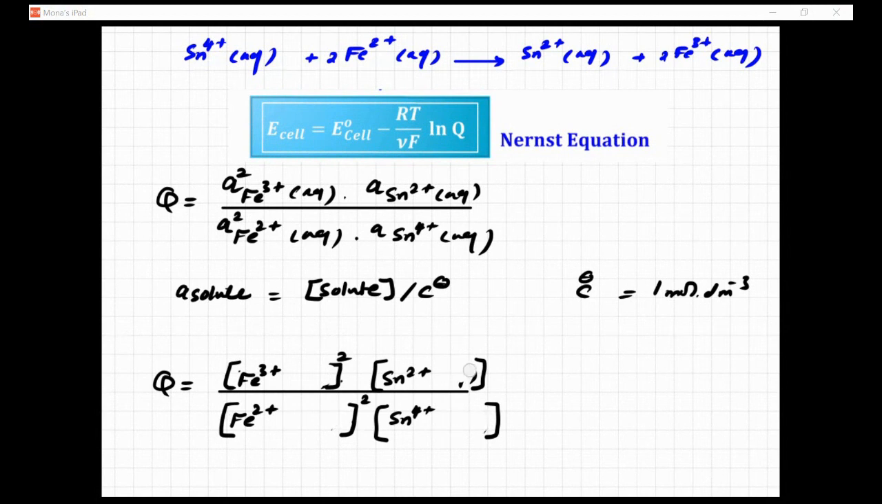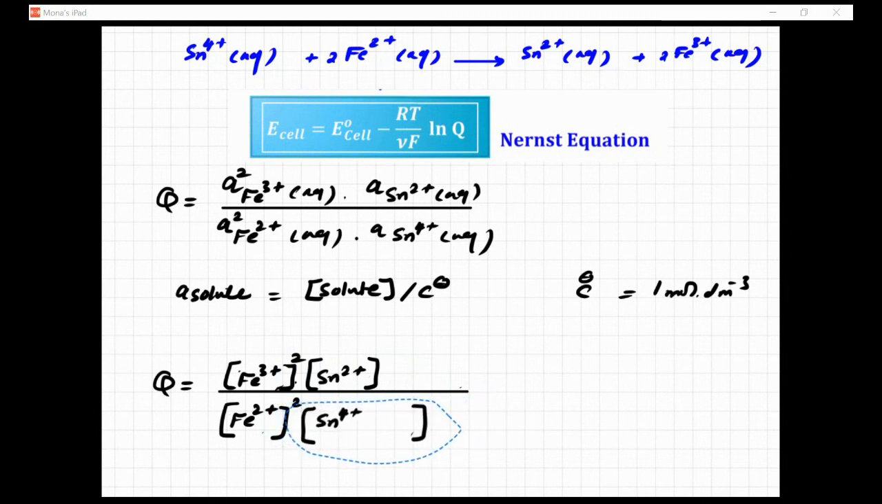Okay, or sorry, for solutes, right? So it means that I already know that they are what? Solutes. Okay, so this is my quotient. And the quotient, of course, as you are aware, should be what? We should be putting it where?